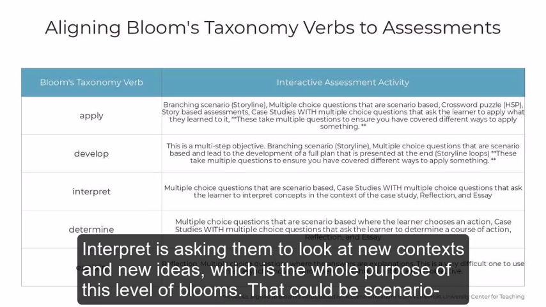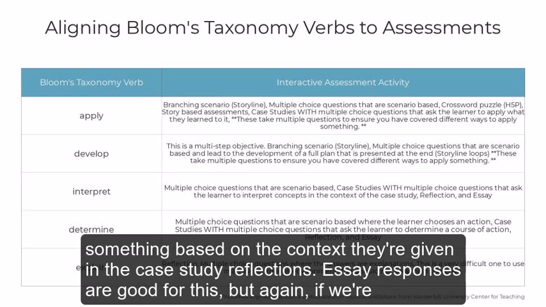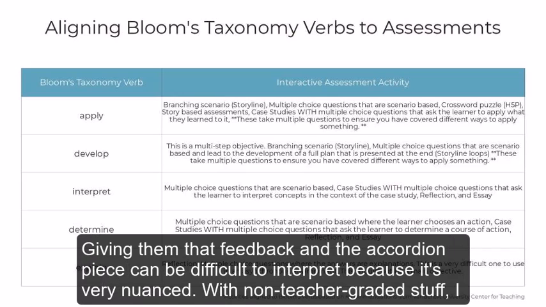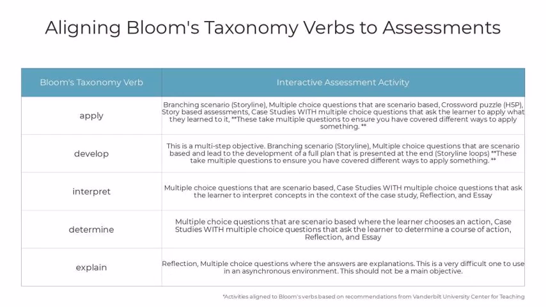Interpret is asking them to look at new contexts and new ideas, which is the whole purpose of this level of Bloom's. That could be scenario-based multiple choice questions. That could be a case study where the multiple choice questions ask the learner to interpret something based on the context they're given in the case study. Reflections and essay responses are good for this, but again, if we're asynchronous, those are not as good of an option because, especially at this level of Bloom's, a reflection can be very complex. Giving them that feedback can be difficult because it's very nuanced. With non-teacher graded stuff, I would not typically use a reflection or an essay.